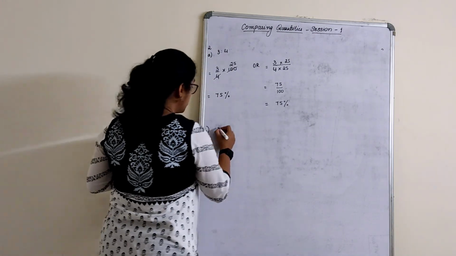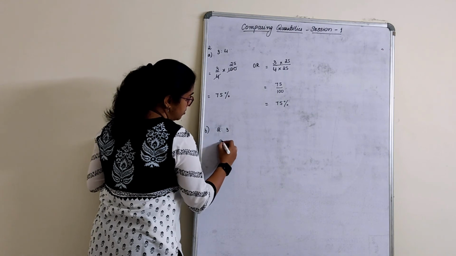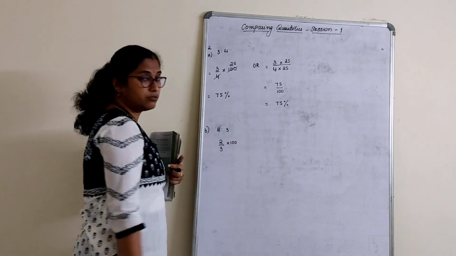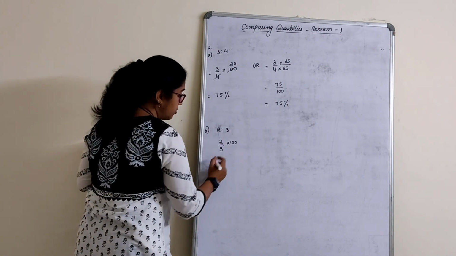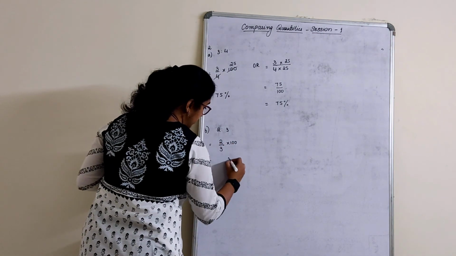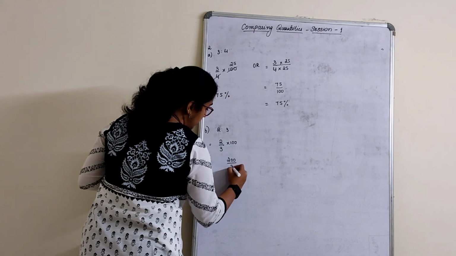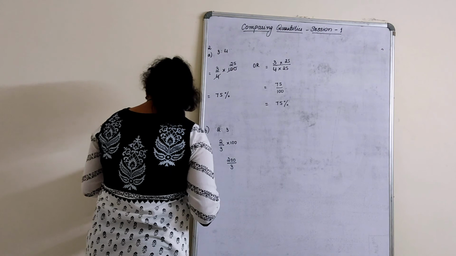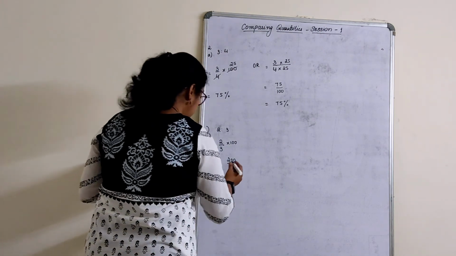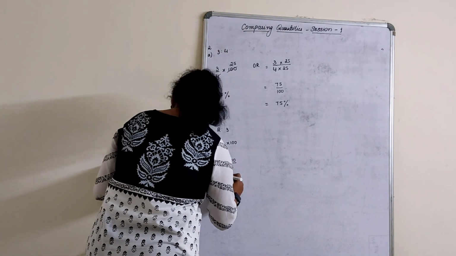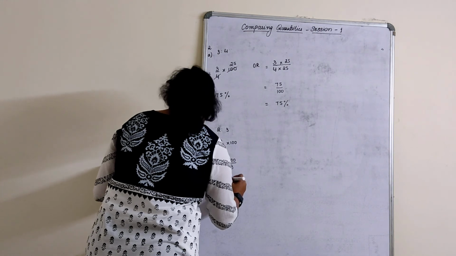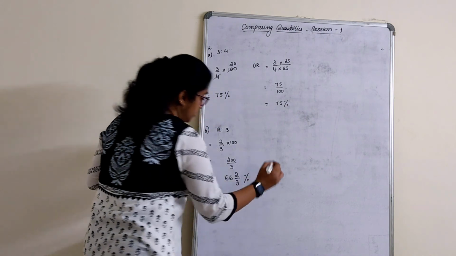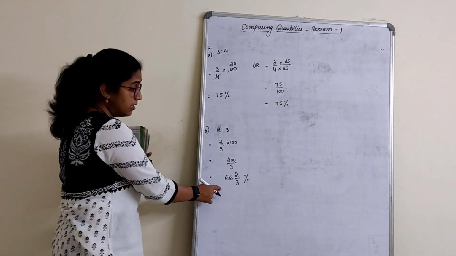The next is 2:3. So this is 2 by 3. Directly I will multiply by 100 here. Since it is not divisible, it will come as 200 by 3. But 200 by 3 it is. How should I write this now? I can write 200 by 3 as a mixed fraction. 3 sixes are 18, remainder 2, so 66 and 2 by 3%. Yes?